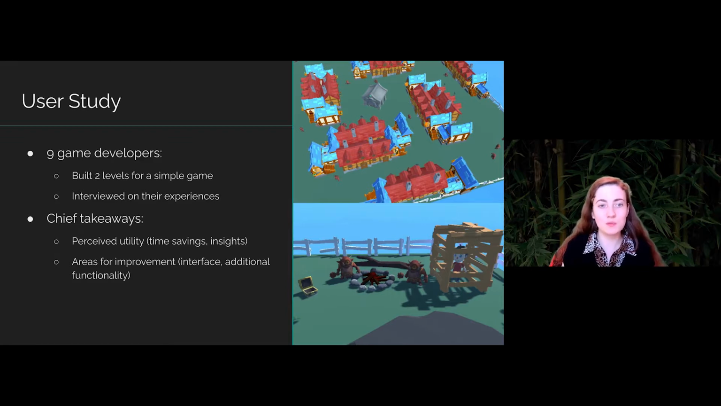Our participants were very positive about the utility of the framework, finding its predictions useful in refining their designs. Several participants commented on the potential time and monetary savings of the tool over traditional playtesting. We also identified several areas for improvement in the tool's user interface and proposed additions to its functionality.